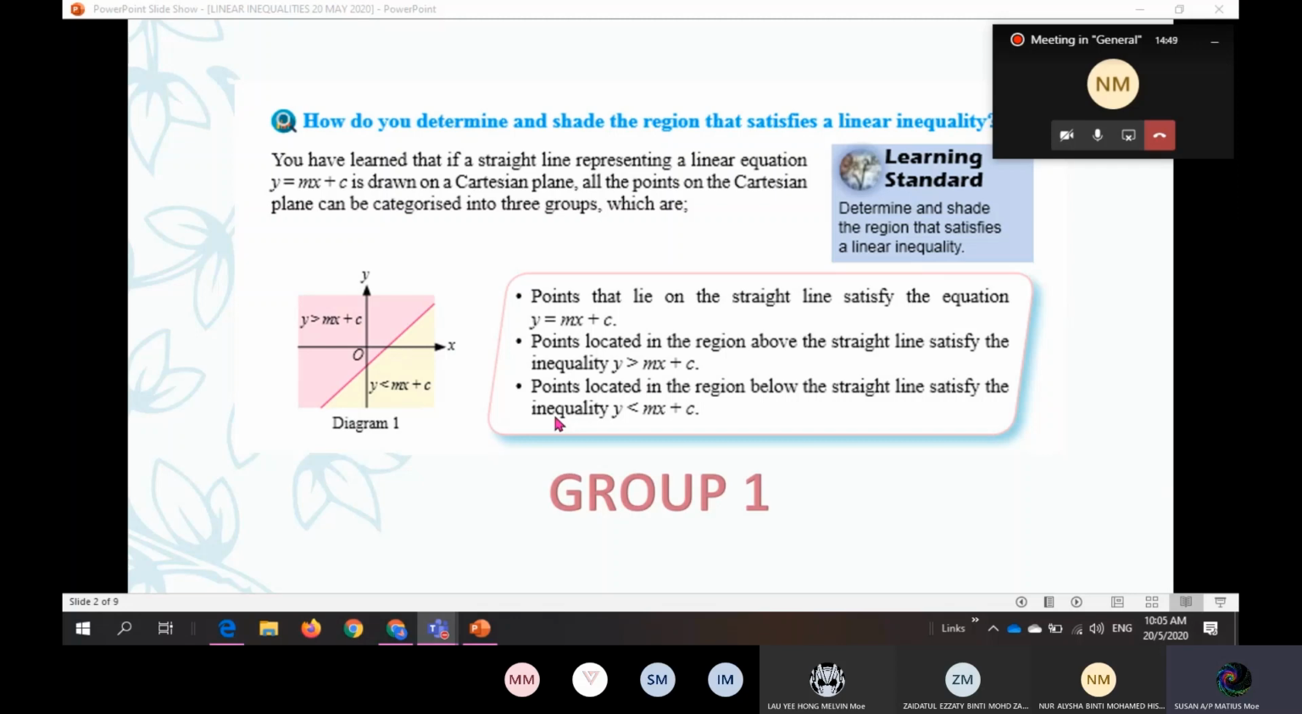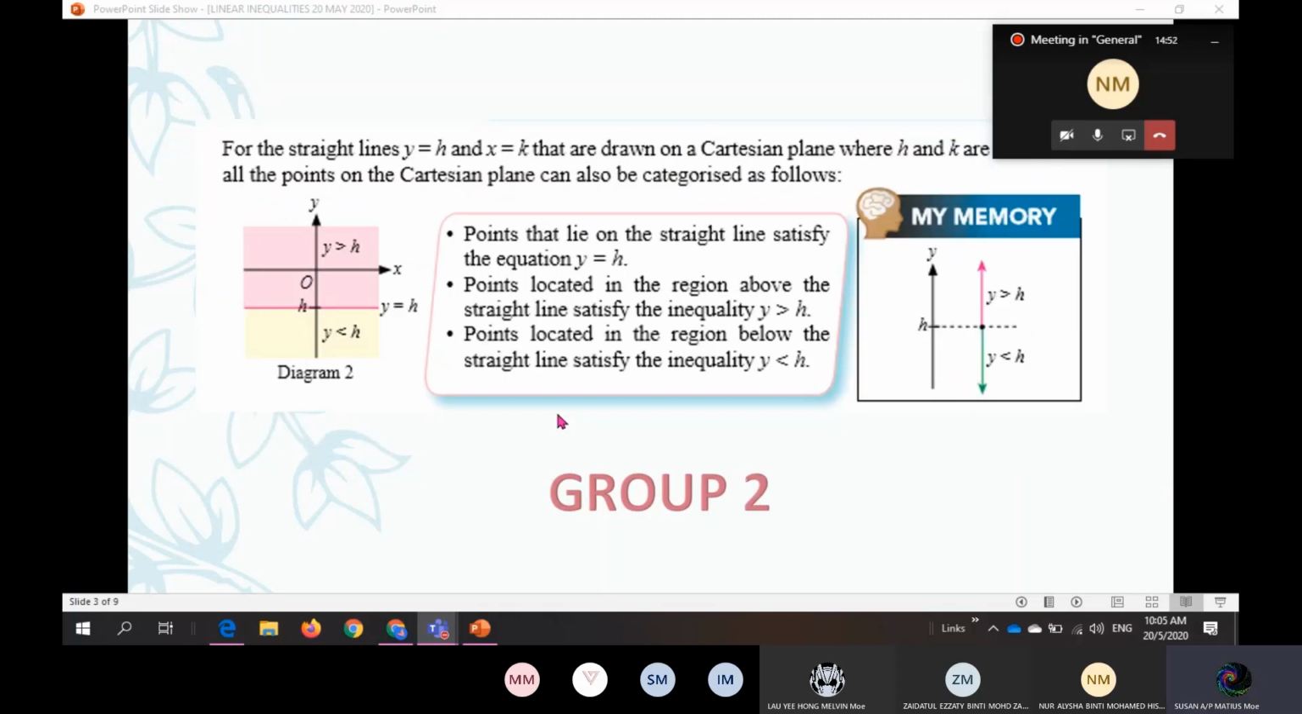So let's look at group 2. Group 2 is a bit different because the straight line is horizontal, or parallel to the x-axis. If it is parallel to the x-axis, that means the gradient is equal to 0. In this case, the same thing goes. If it is on the line, it is y equals h. When it is above, it's y greater than h. And when it is below, down here, it will become y less than h. Same concept, but three different groups.